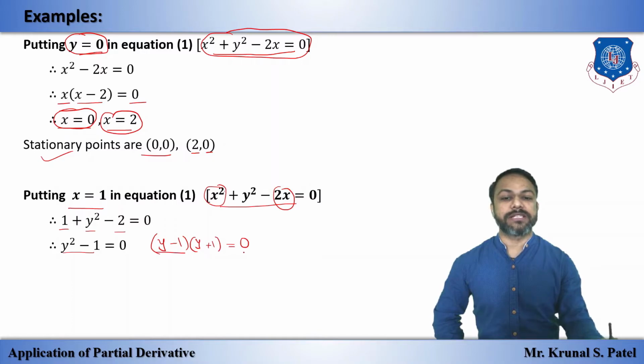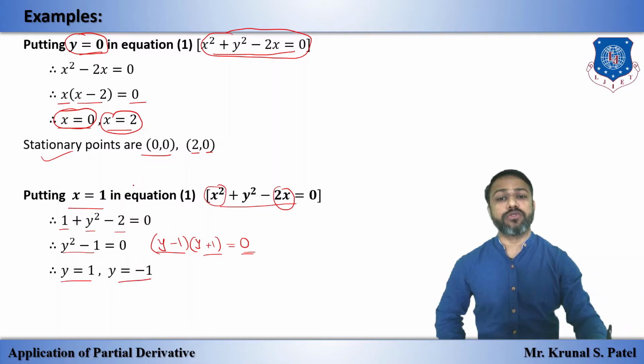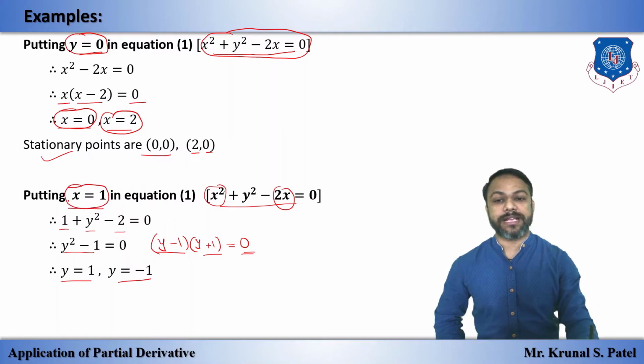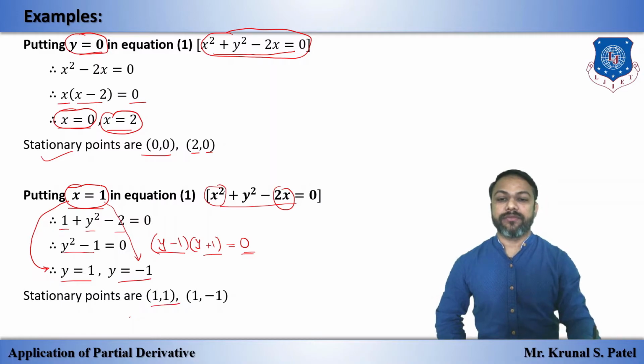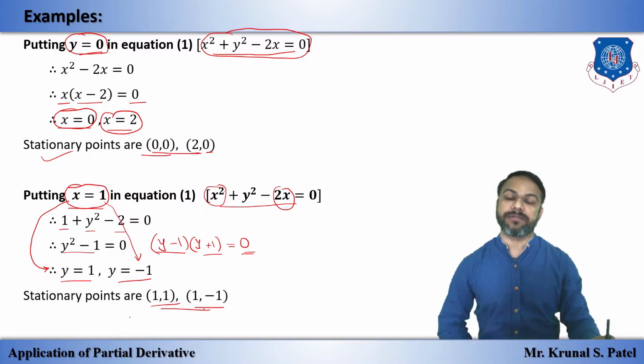That is, y minus 1 is equal to 0 and y plus 1 is equal to 0. So y is equal to 1 and y is equal to minus 1. This value of y is from putting x equal to 1. So when x is equal to 1, y is equal to 1, and when x is equal to 1, y is equal to minus 1. So we have two stationary points, (1, 1) and (1, minus 1). Okay, so we have these four stationary points. This is our step number 3.